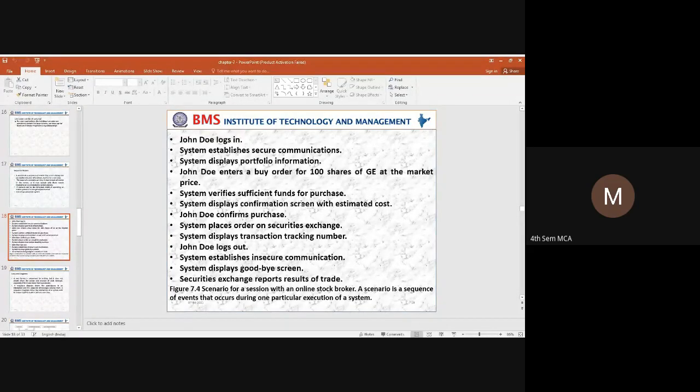Does anyone know what a brokerage system is? Stock brokerage? Anyone? Do you know how stock brokerage is going to work? Srinidhi? Yes, respond to me. Anyone? Unmute and speak.